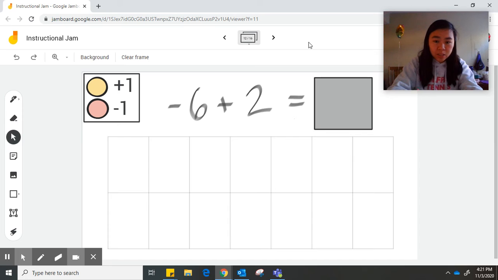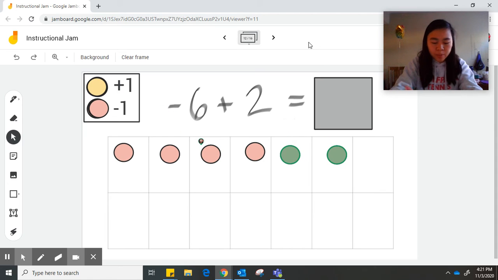Here we have -6 plus 2. So go ahead and model your first number, -6. We're using these red counters, 1, 2, 3, 4, 5, 6. This time we don't have opposite numbers. We don't have a -6 and a +6. We have a -6 plus 2. So let's go ahead and add our +2.